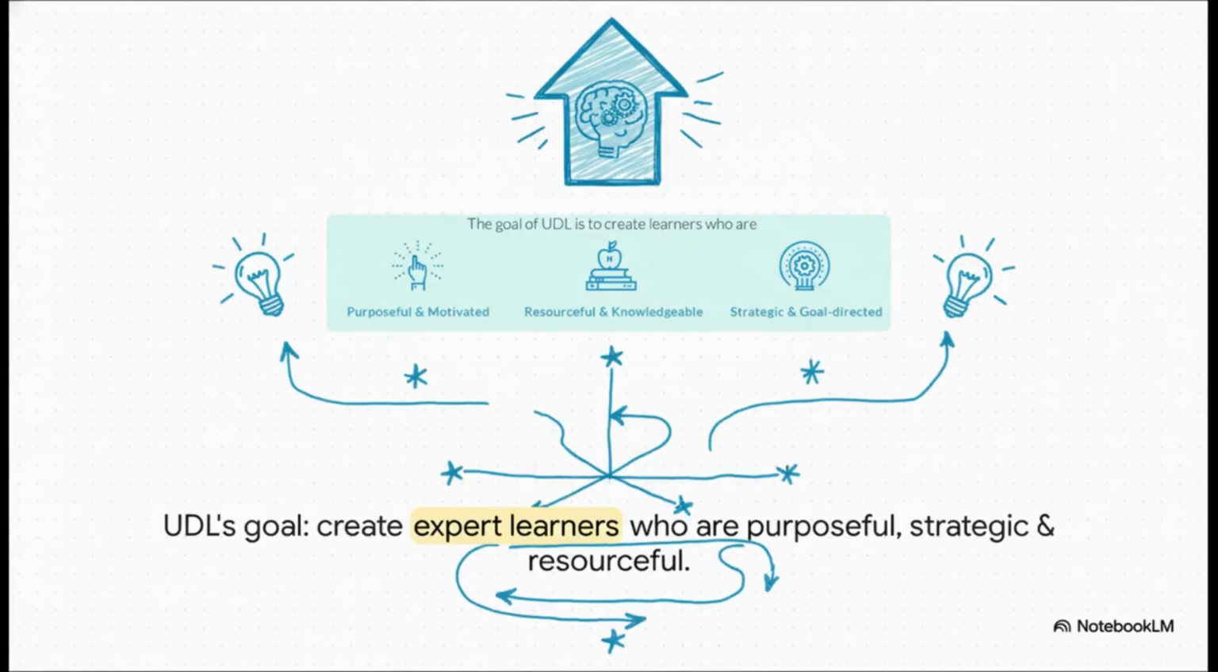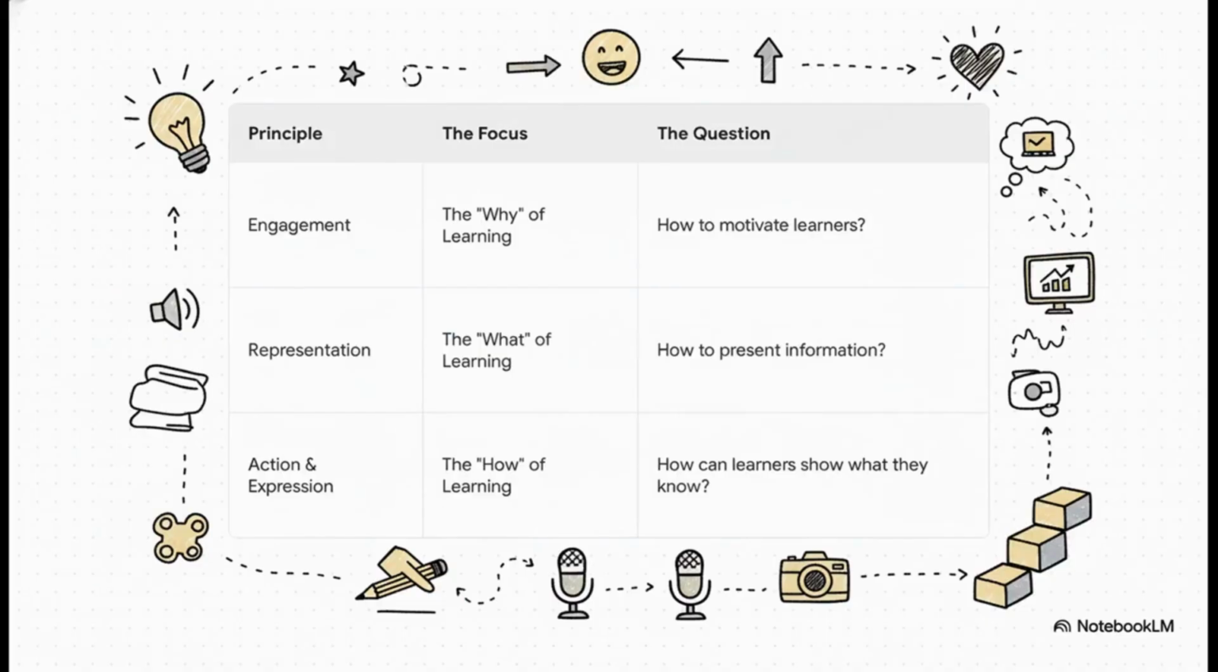But here's the thing, the goal of UDL isn't just about access. It's actually way more ambitious than that. The ultimate aim is to create expert learners. We're talking about students who become purposeful, resourceful, and strategic in how they approach things. It's really about empowering them to take the driver's seat in their own education. So how does it work?